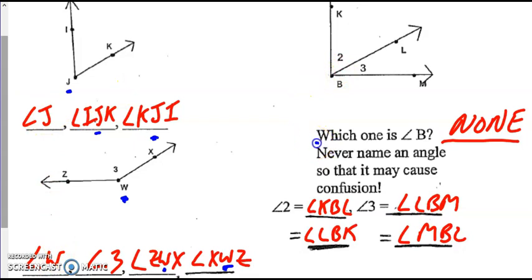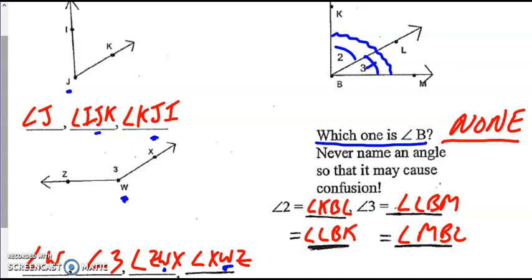We cannot do that over here because there are actually 1, 2, 3 angles. So we have angle 2, angle 3, and then we have the larger angle KBM. So if you write angle B, we do not know which angle you're referring to.